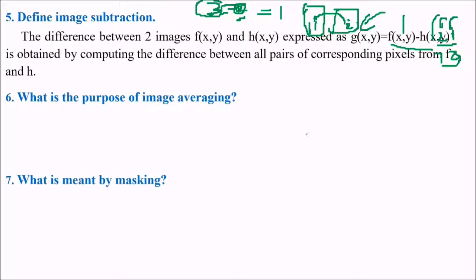What is the purpose of image averaging? Image averaging. Now, what is image averaging?